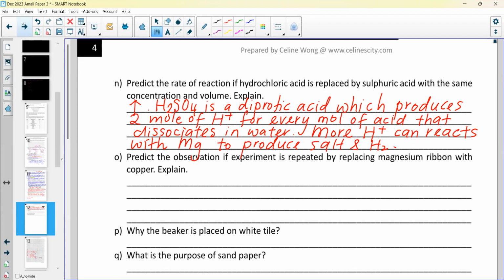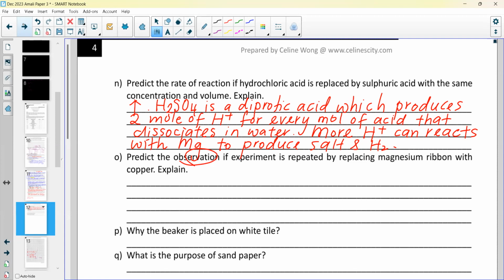If experiment repeated, replace magnesium ribbon with copper. Anyone? Slower. Jason, say. No change. Slower or no change? Oh, sorry, no reaction. No reactions. And they want predict the observations. Just now, what is your observations? When I put magnesium into the acid, what you all can see? Colorless gas bubbles is produced. So now if I replace my magnesium with copper, what can you see? No gas bubbles is produced.